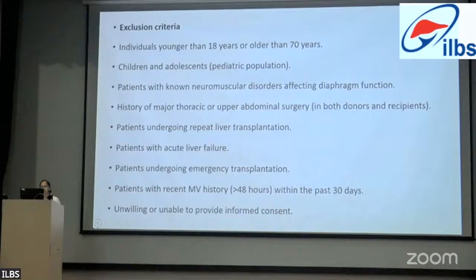So, exclusion criteria. We excluded those individuals younger than 18 years or older than 70 years, all pediatric population including children and adolescents, patients with neuromuscular disorders affecting diaphragm function, and any history of major thoracic or upper abdominal surgery in both the donor group as well as the recipient group, patients undergoing repeat liver transplantation, patients with acute liver failure, patients undergoing emergency transplantation, patients with recent mechanical ventilation of greater than 48 hours in the past 30 days, and patients who have not provided informed consent.